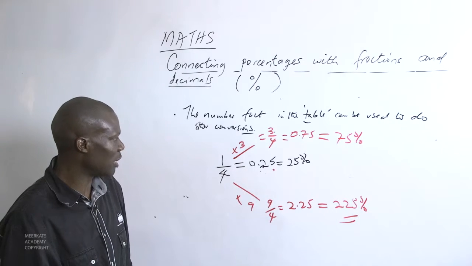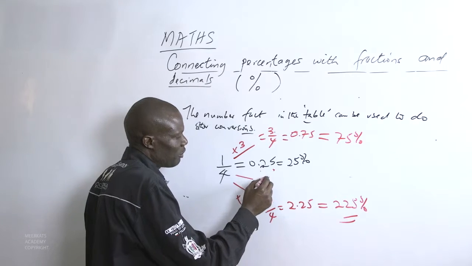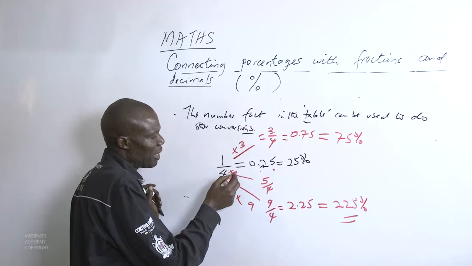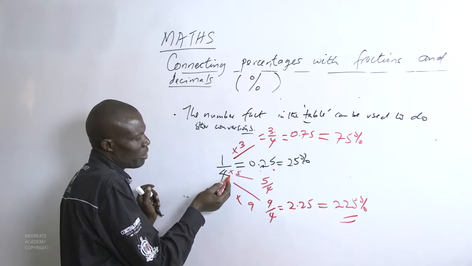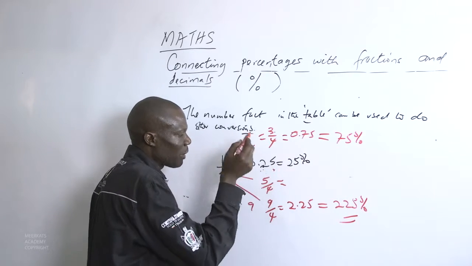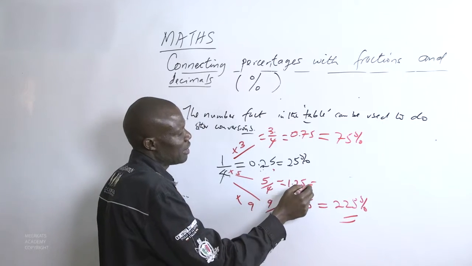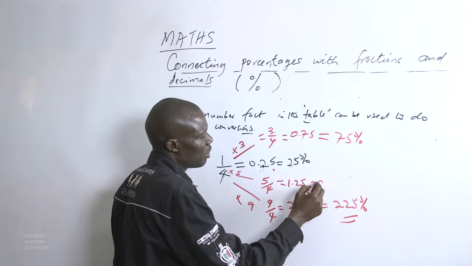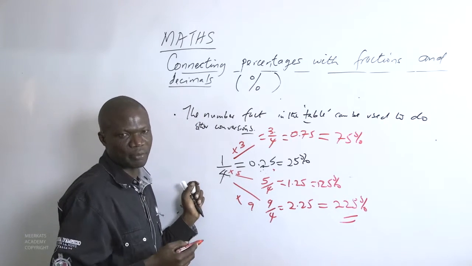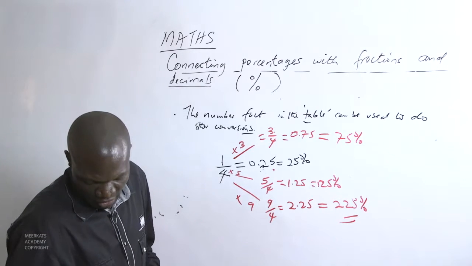How did we do that? Let us see. If we were asked for 5 over 4, then it will mean that this one was multiplied by 5. So a quarter multiplied by 5 is 5 over 4, which implies in decimal it is 0.25 multiplied by 5, which is 1.25. Or in percentage, it is multiplied by 100, which is 125%. So you can use the first fraction to simply get the others.